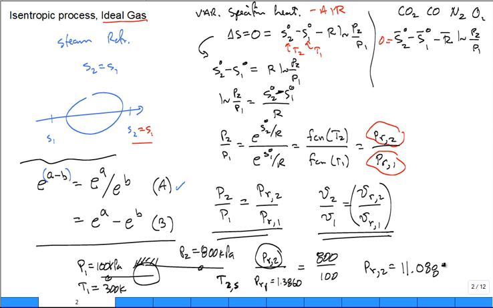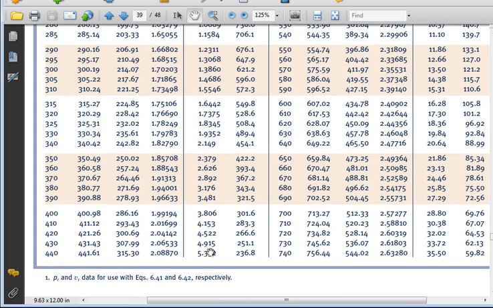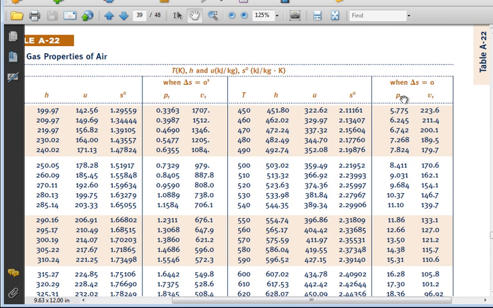What is the exit temperature? So let's go back to the table, and I'm looking for the column of PRs. I come over here, here's PRs coming down, 11.08, looks like it's close enough to 11.1. I'm not going to do any interpolation. I'm going to tell you that that exit temperature is 540 Kelvin. See how you use it? Yes or no?